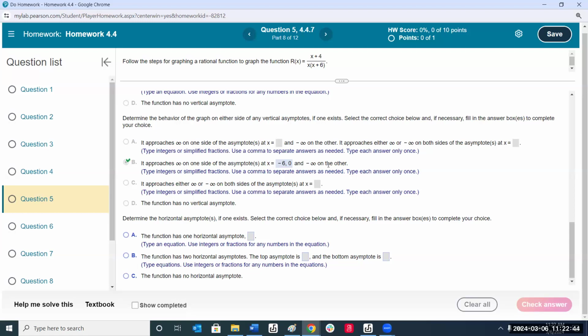Say it again? A and B are kind of the same. Yeah, because the only difference is here. It approaches either infinity or negative infinity on both sides. Yeah, that's the same thing. Like also, it approaches positive or negative infinity on both sides of the asymptote at the two intercepts. All three of these are the same answer. Okay, that's what I thought.